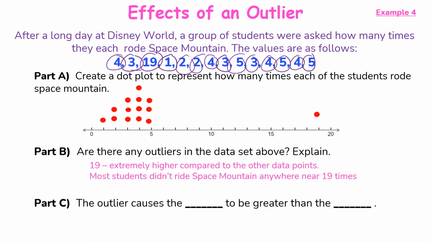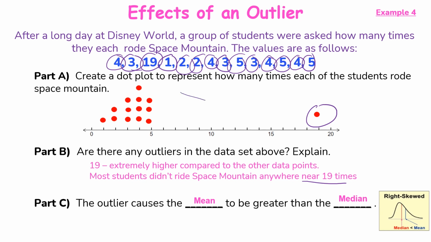Now part B says, are there any outliers in the data set above? Explain. So of course, we have this 19 here. It is significantly higher than the rest of these data points. Most students didn't ride Space Mountain anywhere near 19 times. So the outlier causes the mean to be greater than the median. And so we could say that this graph is also skewed to the right. So we've analyzed this data with an outlier.